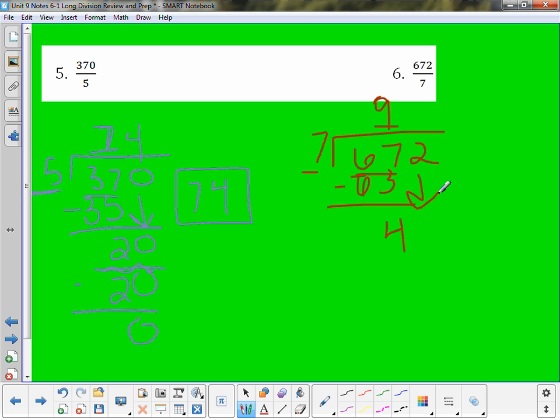Now I'm going to bring on down that 2. And I want to see how many times 7 can go into 42. So then I can go ahead and divide it if I'm confused. So 42 divided by 7, and I get 6 whole times. So I'm going to take 7 times 6, which is actually also going to give me 42. So you subtract those, and you get a remainder of 0. So your final answer for this one then is 96.